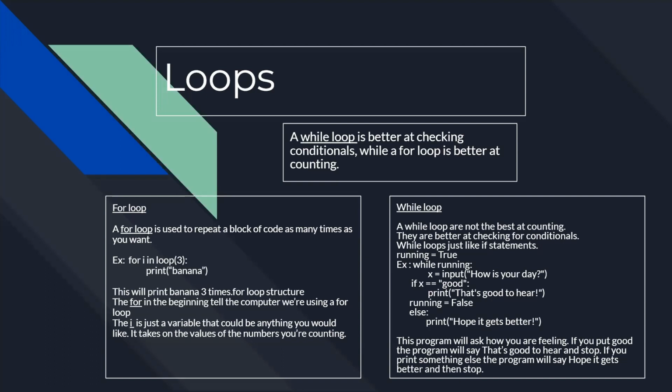Example: running equals true. While running, x equals input how's your day. If x equals good, print that's good to hear. Running false. Else print hope it gets better. This program will ask how you're feeling. If you put good, the program will print that's good to hear and stop. If you put something else, the program will say hope it gets better and it'll still stop.